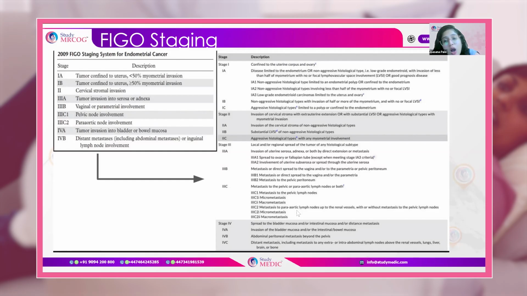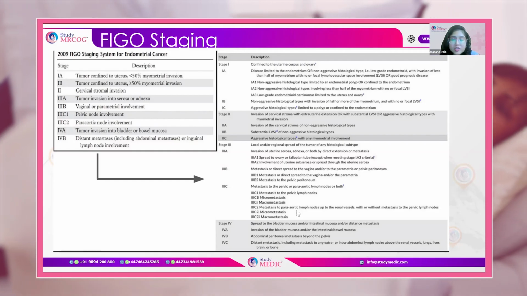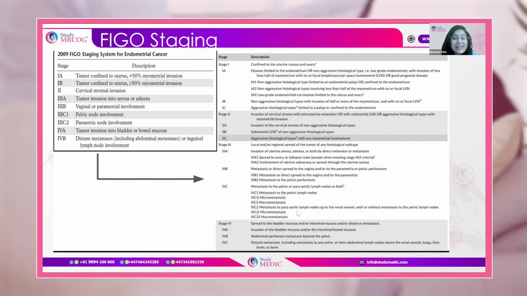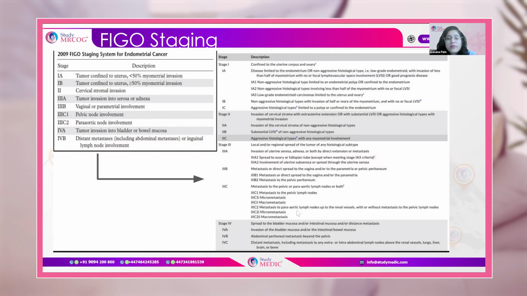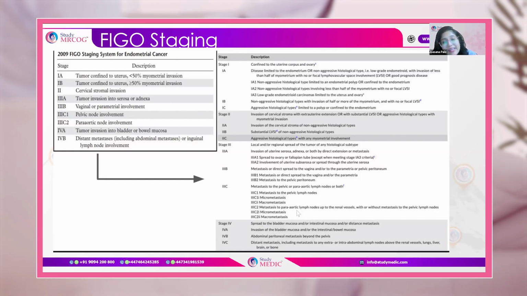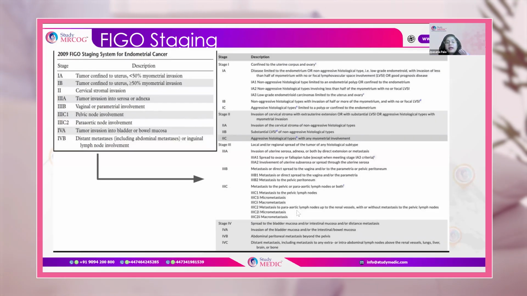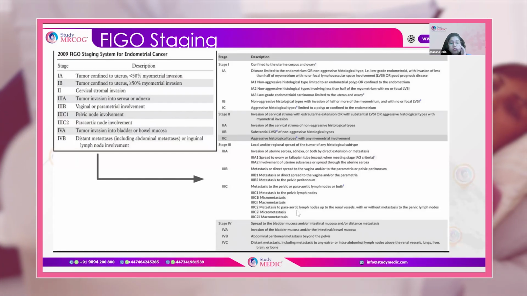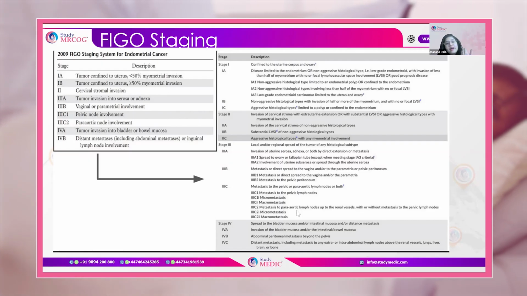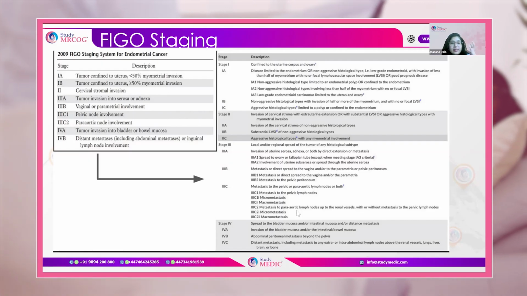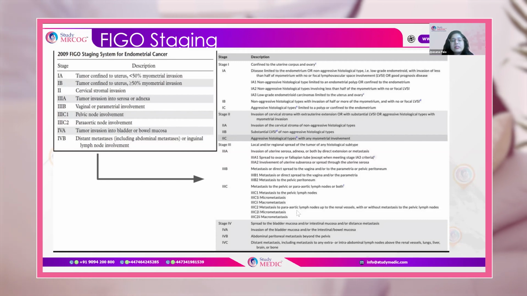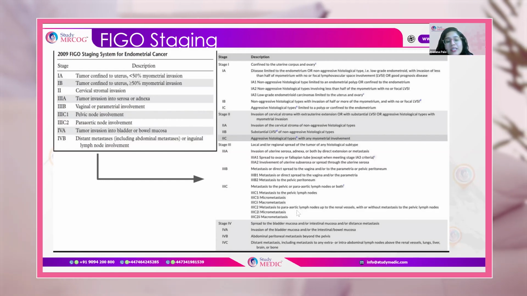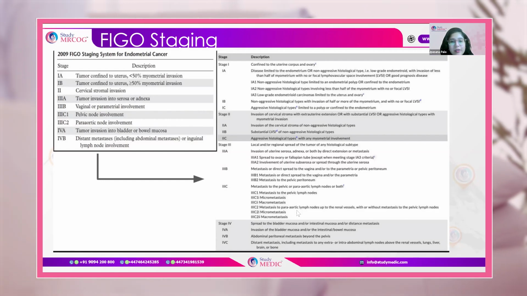1B is invasion of half or more of the myometrium with no or focal LVSI, and 1C is an aggressive type limited to the polyp or confined to the endometrium. So 1C is aggressive limited to the endometrium, and 1A1 is non-aggressive limited to the endometrial polyp or the endometrium. So this is how you need to keep on revising it so that it gets embedded in your mind. Otherwise, just revising it a day before the exam, it's very hard to remember. Okay, so just revise it with me, then it will be easier.